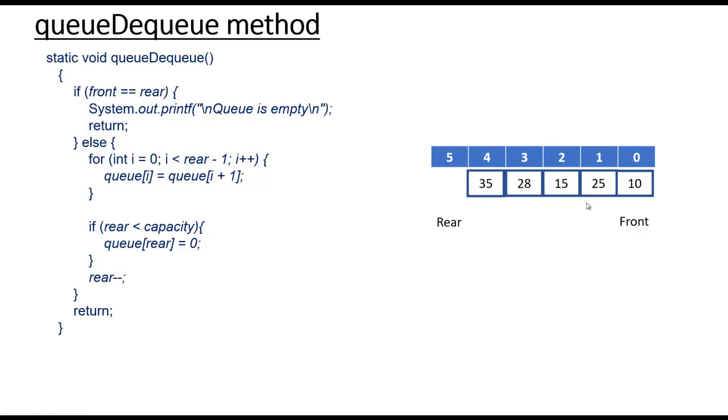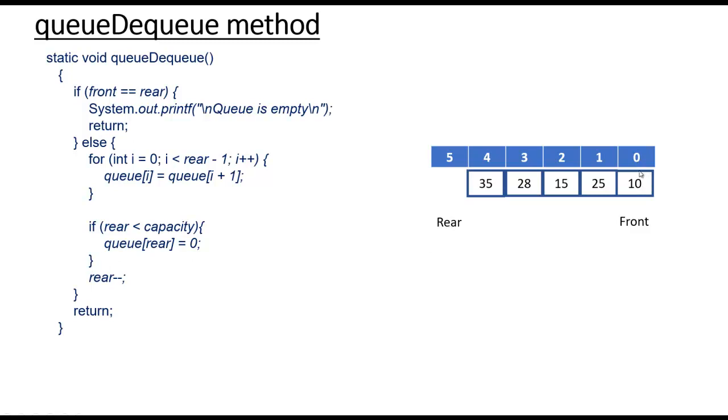So it will keep on moving all these values to the left, and at last it will decrement the rear value from 5 to 4. So this particular statement is going to decrement the rear value also. And there is one more condition which we have to verify here: if rear is less than capacity, q[rear] equal to 0. Why are we doing this particular operation?